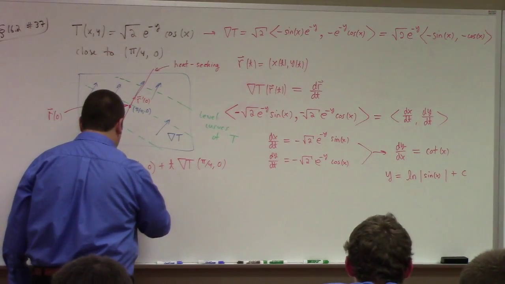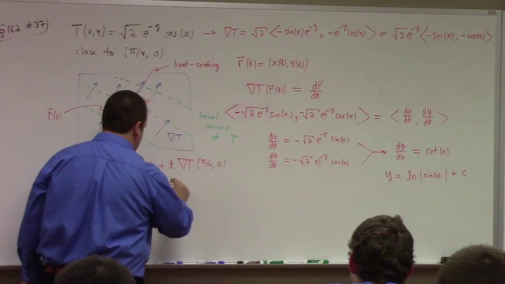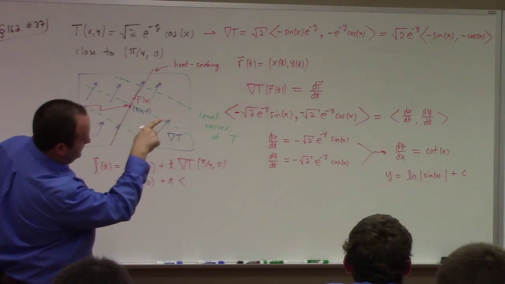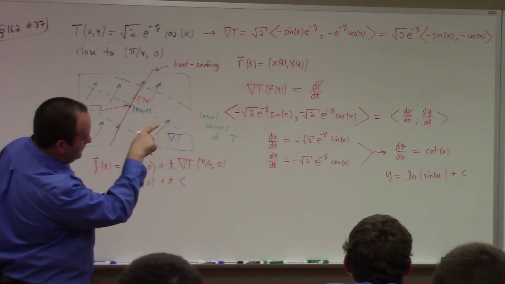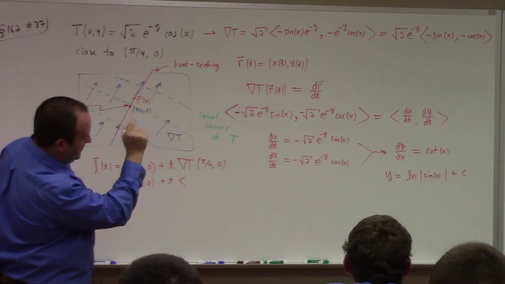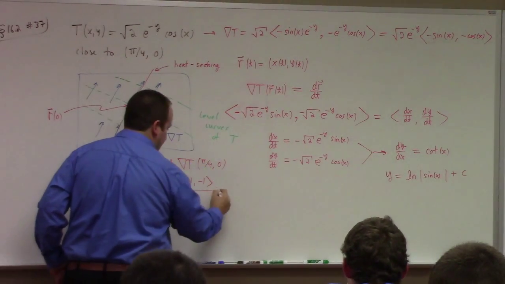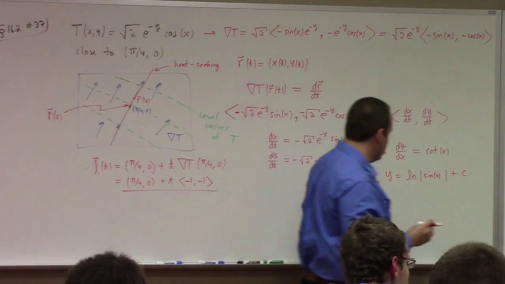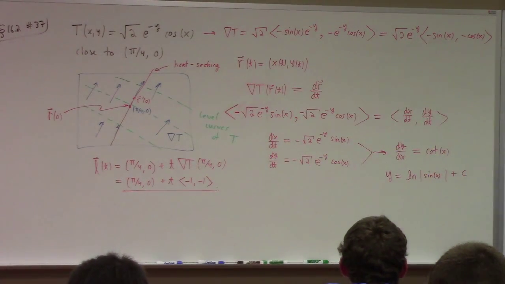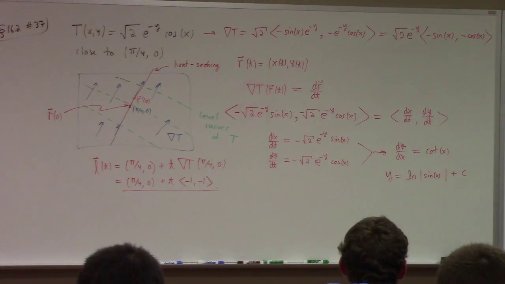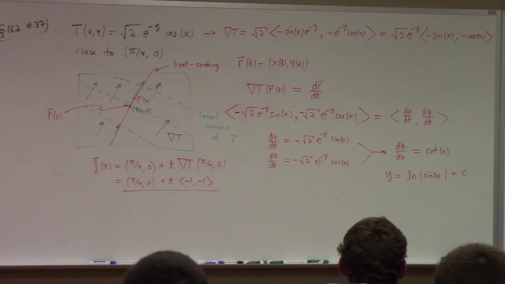Okay, so that's pi over 4, 0 plus t times the gradient at pi over 4, which is what? Minus 1, minus 1. There you go. And that's the answer, right? No, they keep going with that. Oh, they do? At least in mine. Yeah, I mean, that's pretty much what they get, except it's root 2 sine x. That's what they get.